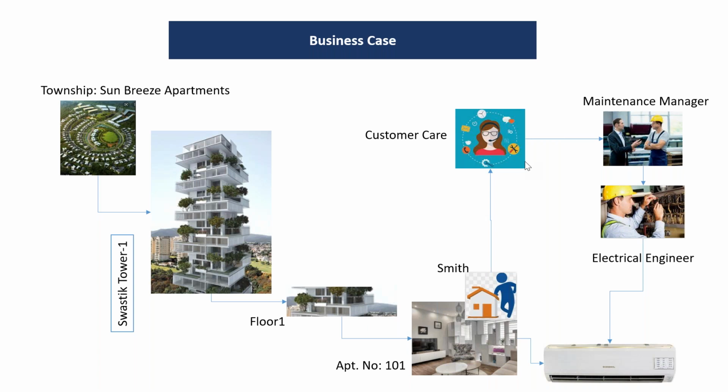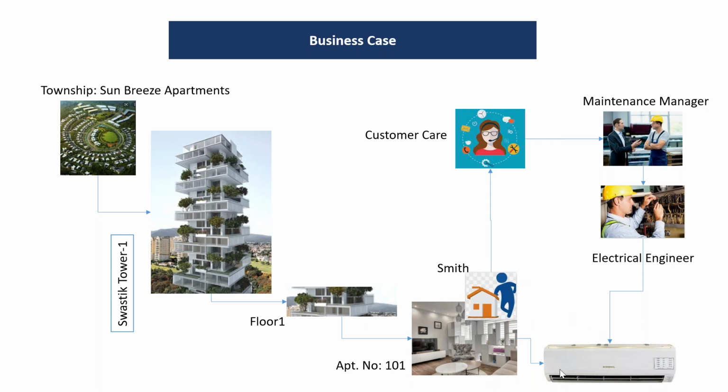So customer care will have this issue in the form of an application or a notification in SAP. Once received, he will send the relevant issue to the maintenance manager. The maintenance manager will analyze the issue and assign an engineer to rectify it. Let's say the engineer's name is Robin. Robin will be notified through a notification or a mail, and then he will visit the site and rectify the issue.